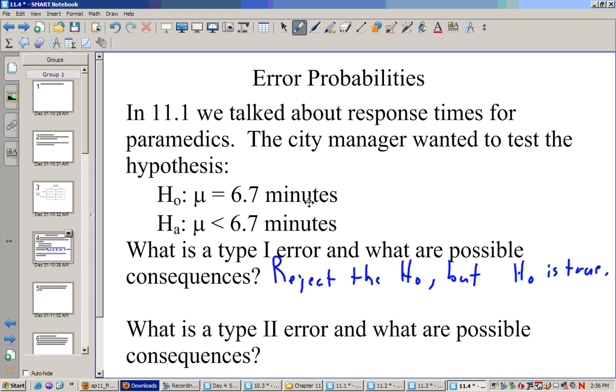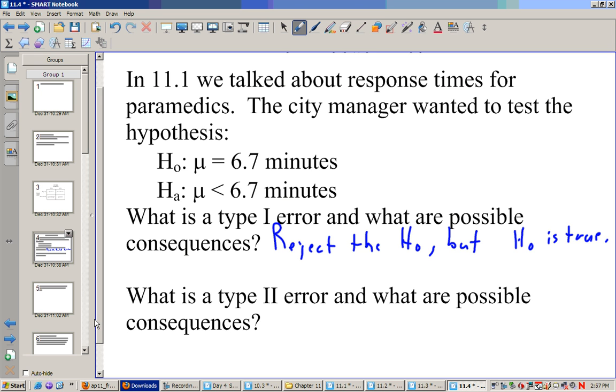If we reject the null and we think that the time has reduced, but it hasn't, then we think that the team is doing a lot better than it is. So we might not think that we need to make any more improvements when we actually do. And it's possible that people die because of the response time.